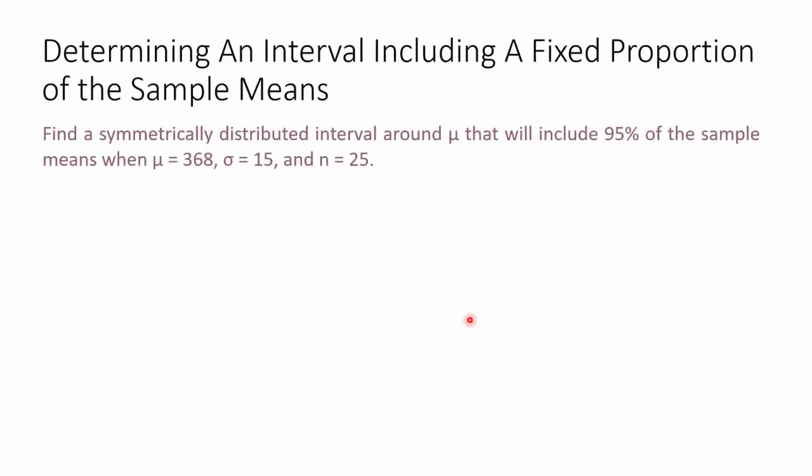So let's have a look at an example. You are asked to find a symmetrically distributed interval around mu that will include 95% of the sample means when your population mean is 368, your population standard deviation is 15, and your sample size is 25. Let's have a look at how you find out the answer for this. Right, so how do we go about solving this?